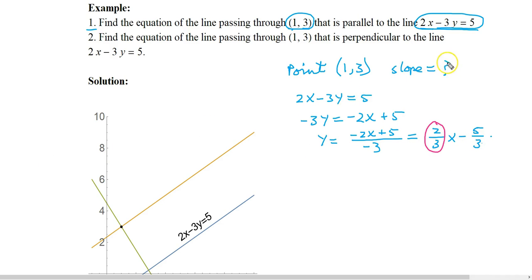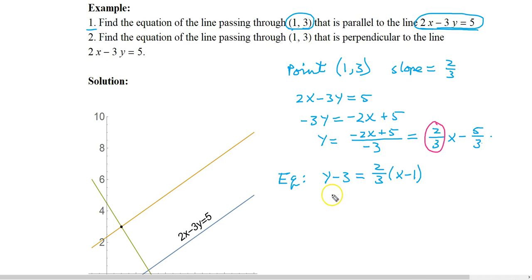So therefore, our slope up here we've now found out is 2/3. And so therefore the equation of our parallel line is going to be y minus 3. And there we go. Notice we have it in point slope form now. And if we want to put this into slope intercept form, we would just have to distribute the 2/3 and take the 3 over to the other side.